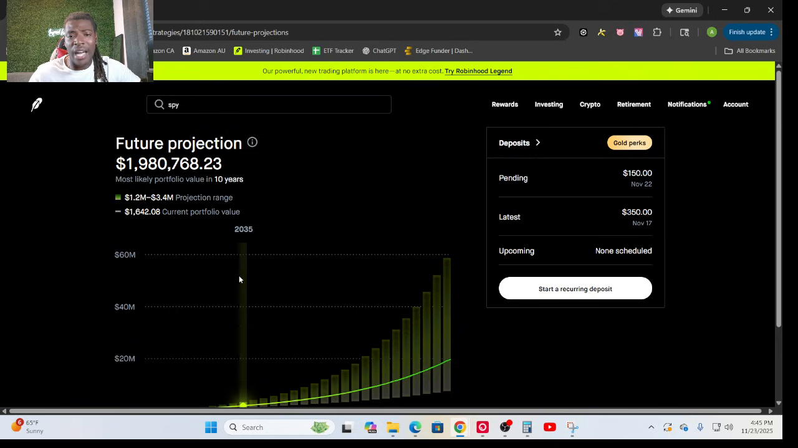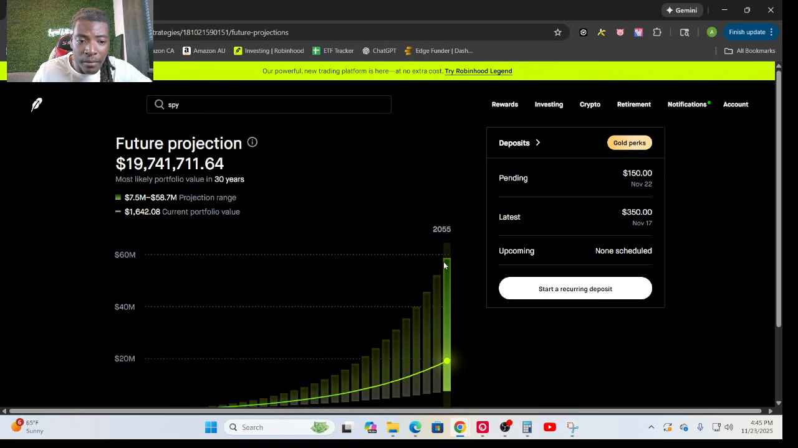But this is where it gets exciting. Let's say I'm able to deposit $10,000 every single month. You're big balling like that. I want the hands-off approach. I want Robinhood to do everything for me. In the next 30 years, by the time I'm 52 years old, I would have a minimum of $7.5 million, with a future projection of $20 million and a high of almost $60 million from depositing $10,000. It's crazy, isn't it?